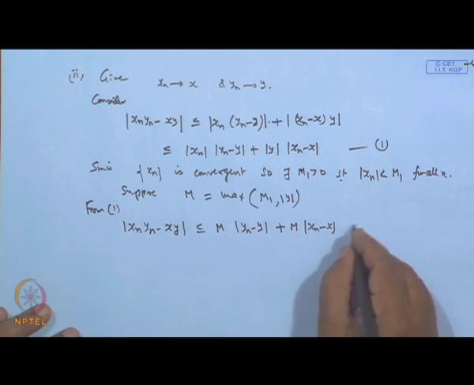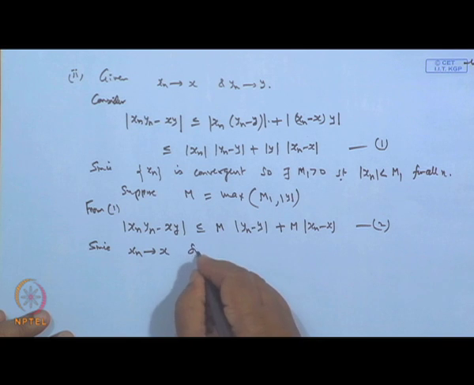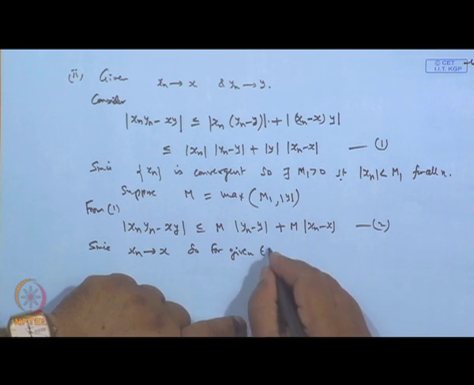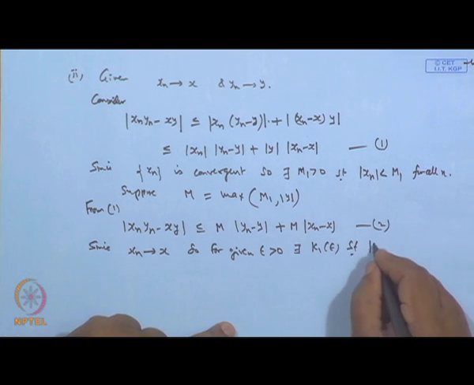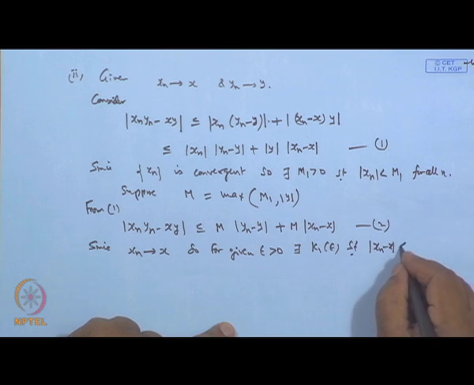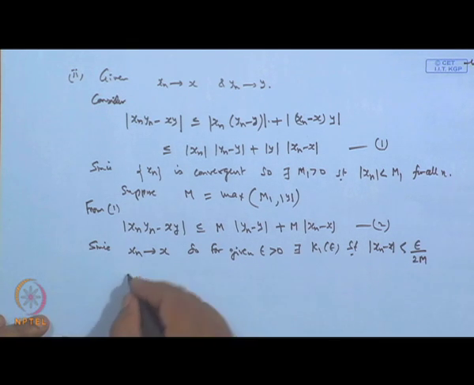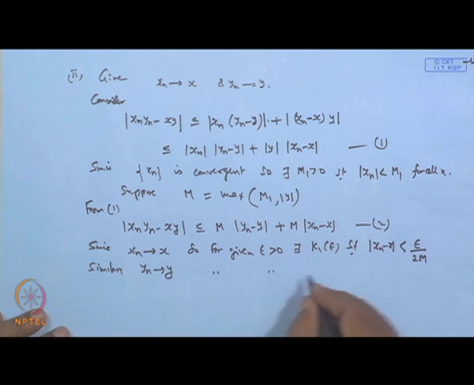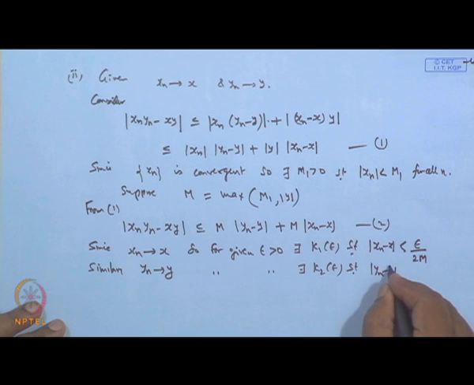So, for a given epsilon, since x_n converges to x, for a given epsilon greater than 0, there exists some k_1 depending on epsilon such that mod of x_n minus x can be made as small as you please. So, suppose I choose the smaller number as epsilon by 2M. Similarly, y_n converges to y. So, for the given epsilon greater than 0, there exists k_2 which also depends on epsilon such that mod y_n minus y is less than epsilon by 2M.